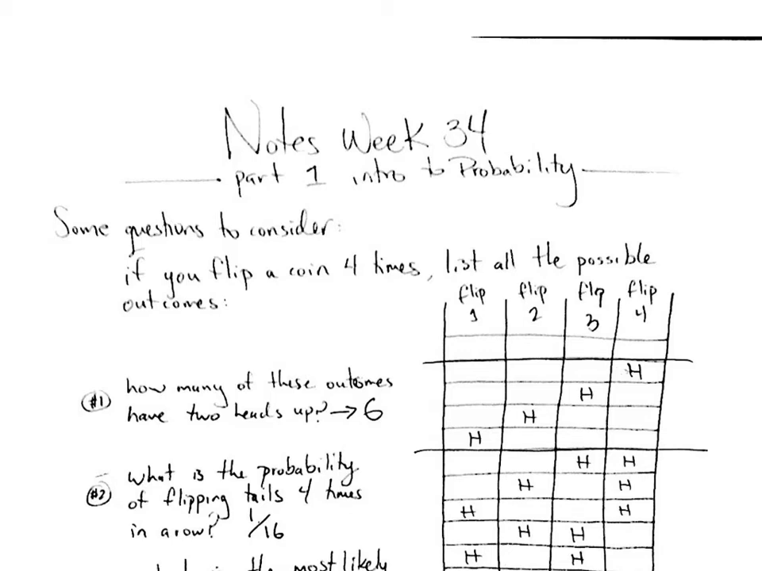All right, here is our introduction to probability. So we begin with the question, if you flip a coin 4 times, list all the possible outcomes. So it could be like the first time you flip the coin, it's tails up, and then it's tails up, and then it's heads up, and then it's tails up. So we say that this is one specific outcome of this experiment that we're performing.